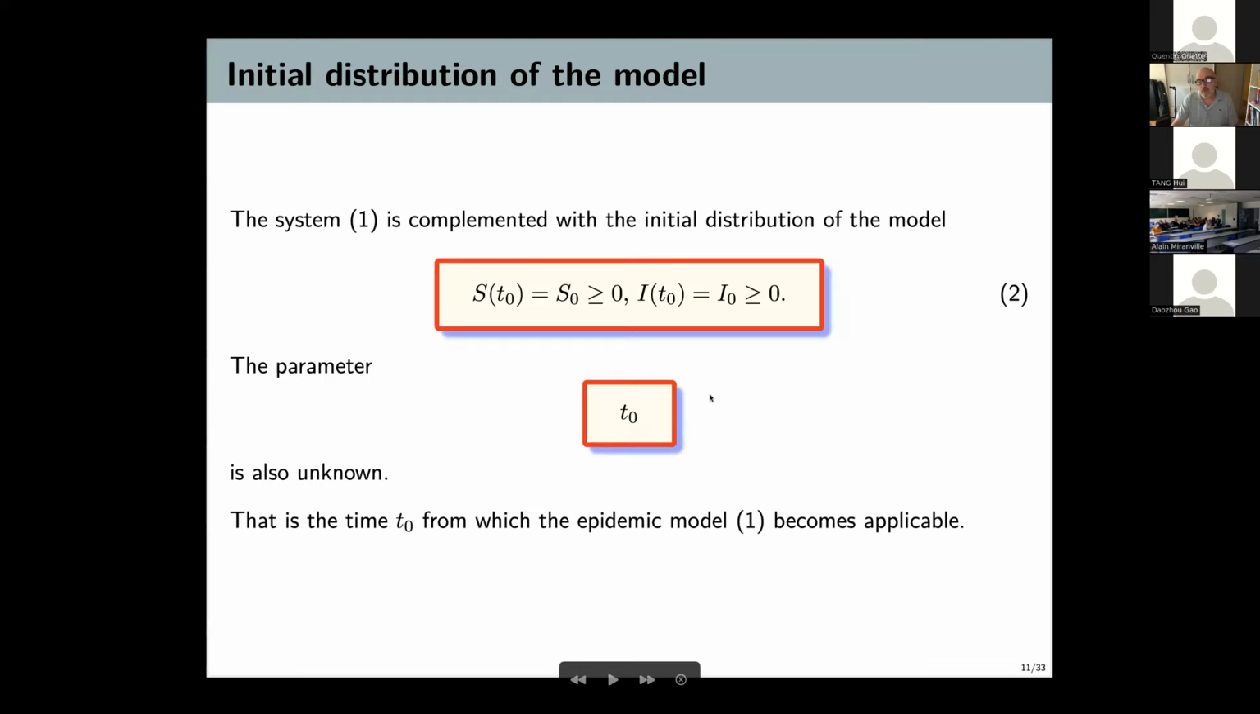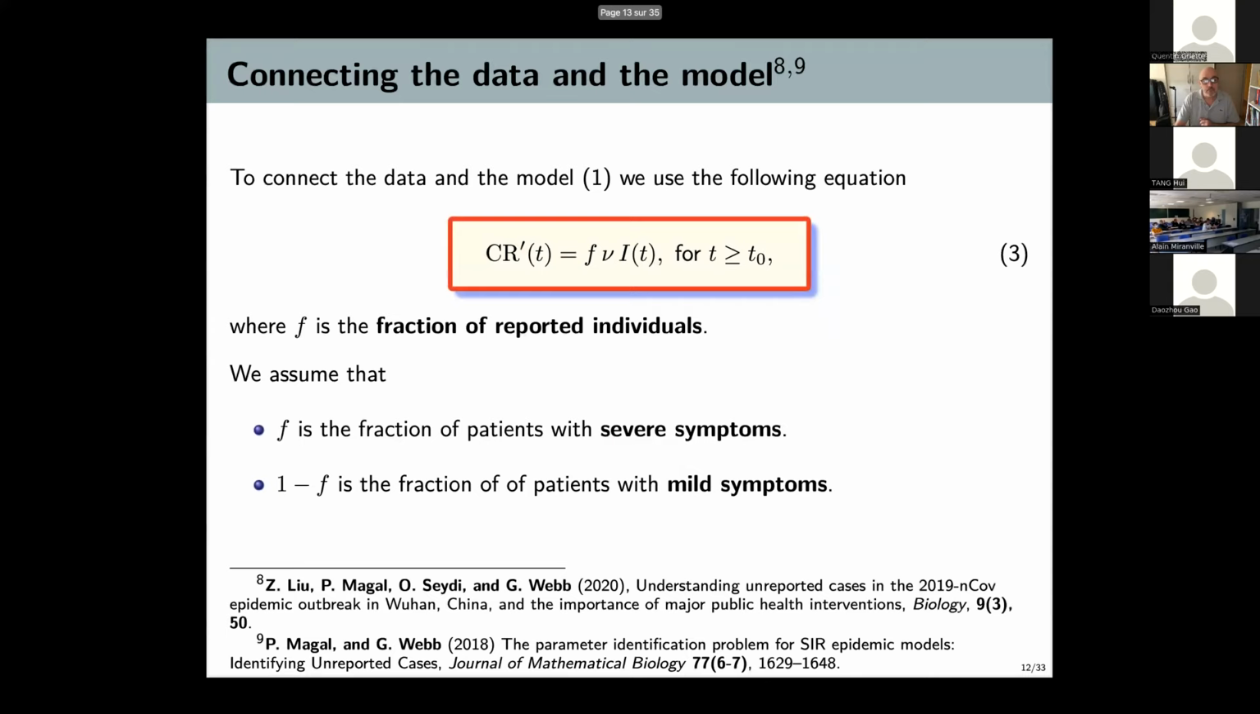And combined with this, you should not forget that you need the initial value. And that's a problem because for S0, we know more or less at the early beginning that it should be almost all the population, which is not clear, by the way. But the question is, what do you take for this one? And by the way, what do you take for T0 also, the initial time from which you start to apply the epidemic model?